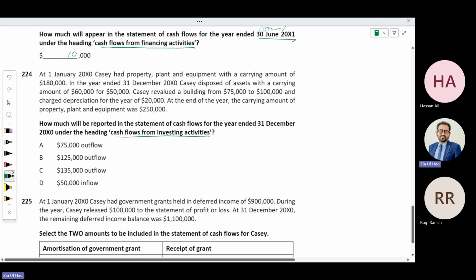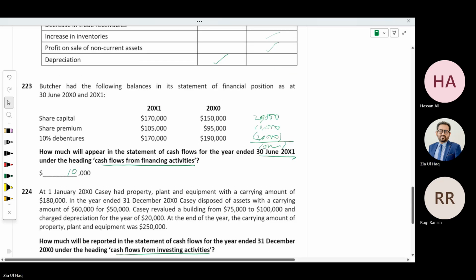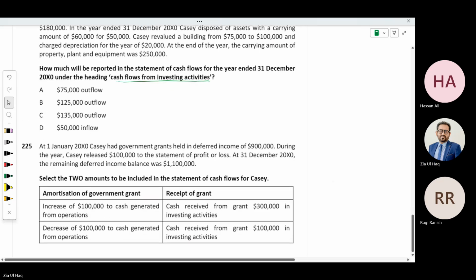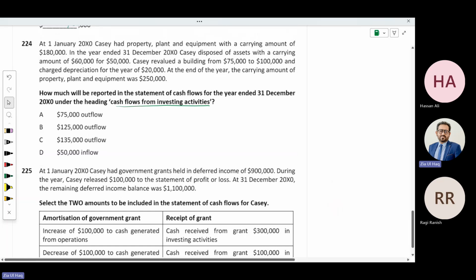Good luck, everybody. Use it, you will come up with it. No, there is no information. 10%. Yeah, 10%, but when you paid this interest, monthly proportion. So question 224, good luck everybody, please.